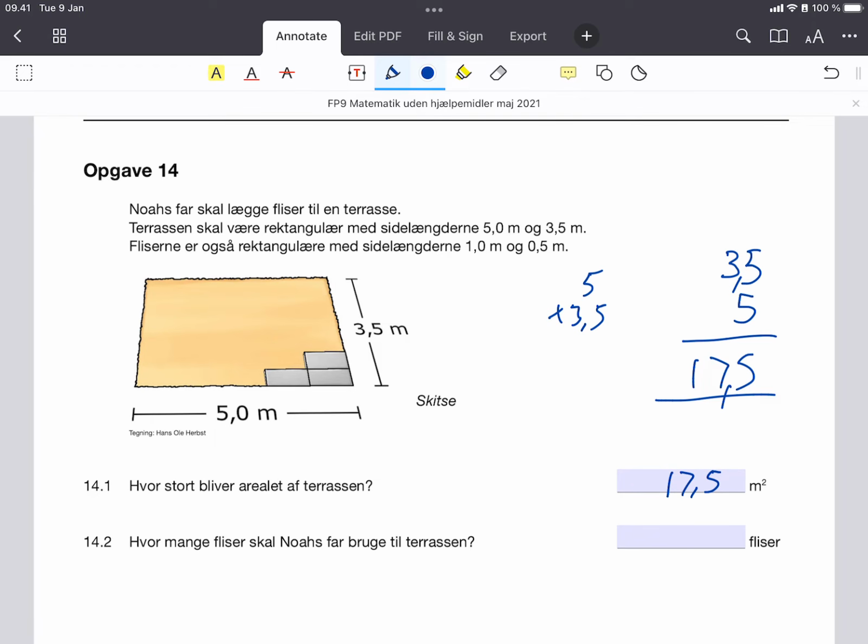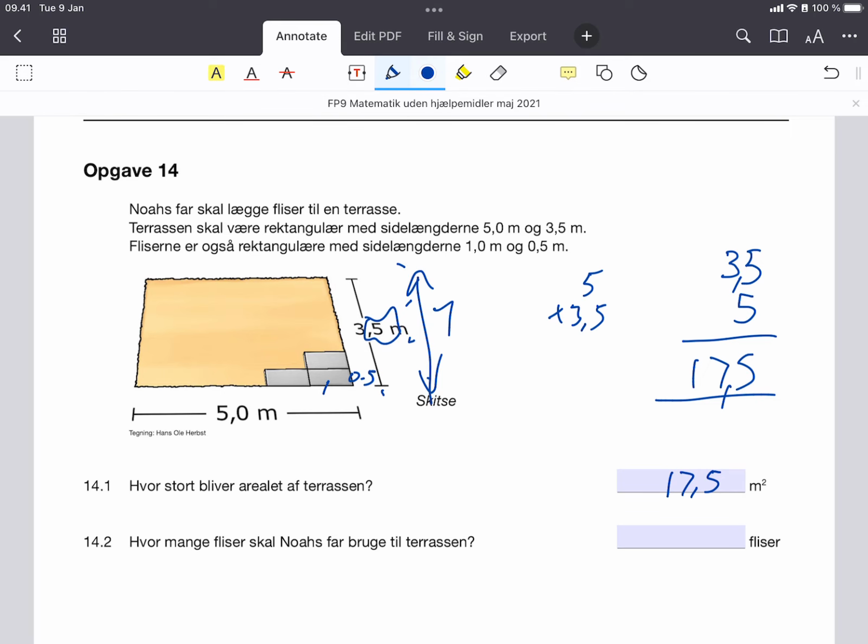How many tiles does Noah's father need to use for the terrace? Well, they've helped you a bit with the drawing, but if the tiles are each 1 by 0.5, it makes sense to have the 0.5s in the bit where you've got an odd 4.5. So how many 4.5? 3.5. So how many 0.5s do you need to fill out the 3.5? The answer is 7. You can either do 3.5 divided by half, or you can literally just count 0.5s on your fingers. 0.5, 1, 1.5, 2, 2.5, 3. So on.